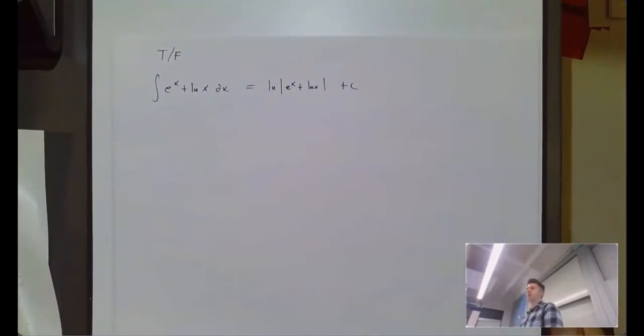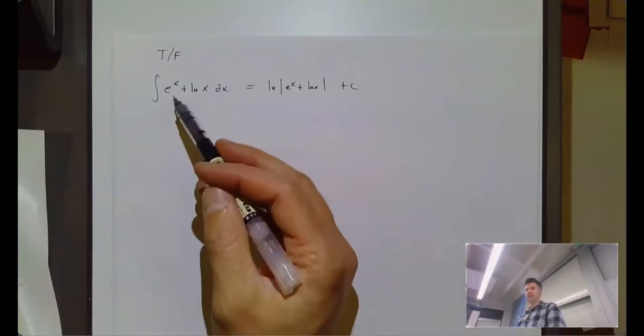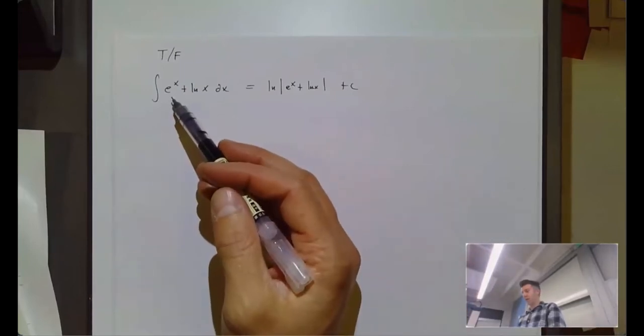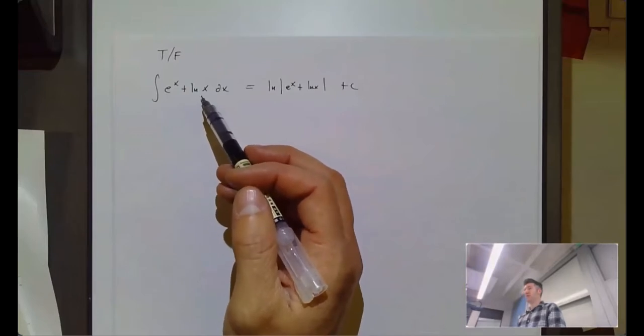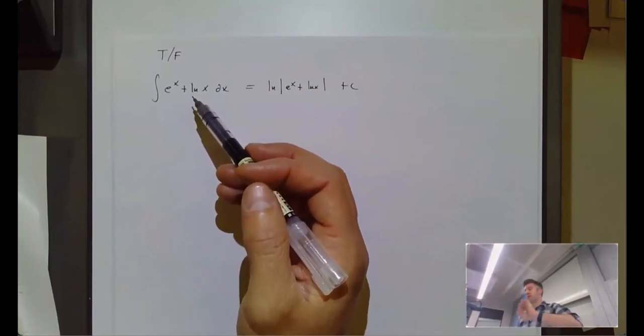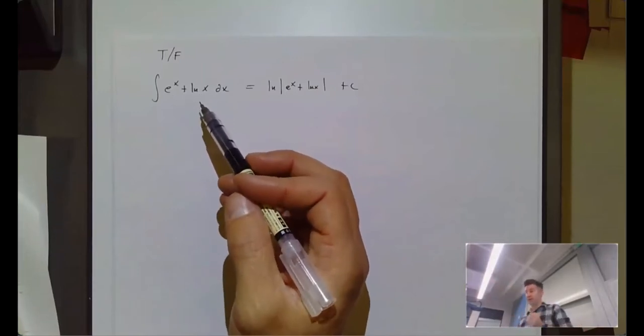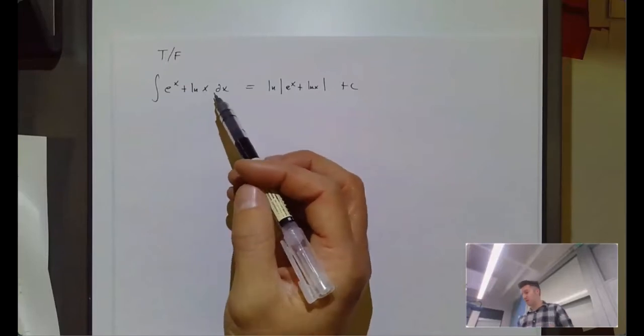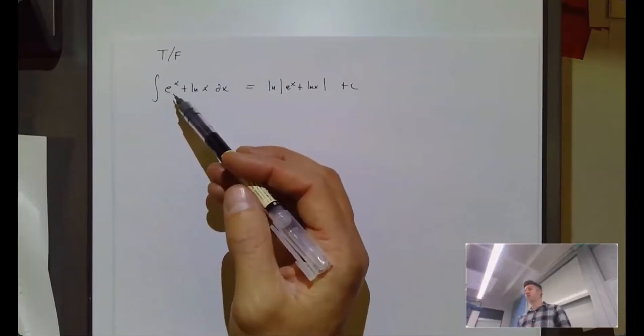How would you check this? Do you know what the integral of e to the x is? Yeah. Do we know what the integral of natural log of x is? That's the derivative. We don't yet, we will learn it eventually, but we don't yet have the tools to integrate natural log of x. So we can't check this by doing the integral of this. What could we do to check it instead?